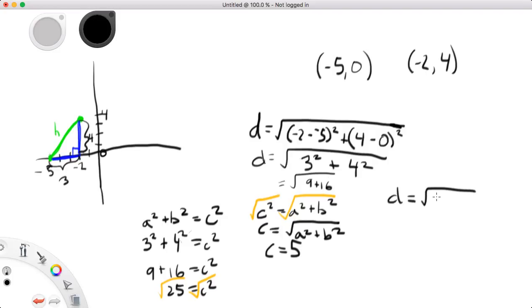So d equals the square root of, well, negative 2 minus negative 5 is 3, because negative 2 plus 5 is positive 3. So this is 3 squared plus, and then 4 minus 0 is 4, 4 squared. Take a look. Oh, I put a b there. That's weird. Just so you know, I'm doing this early in the morning.